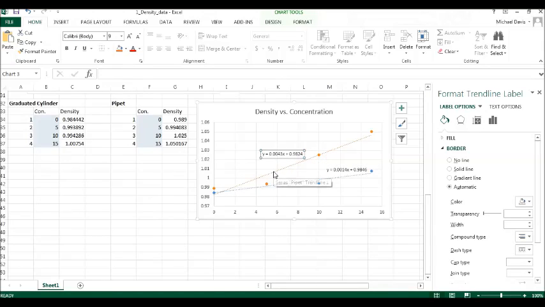When you're answering your lab, you're going to want to be clear as to which one you're using. So we're going to look at this. And the equation is y equals 0.0043x plus 0.9824. And that corresponds to the density on this axis and the percentages here on this axis. That equation is important. So let's move over to the whiteboard and see what we're doing.